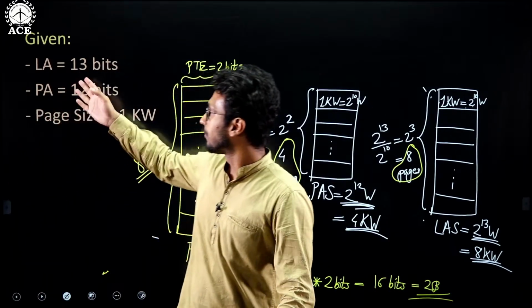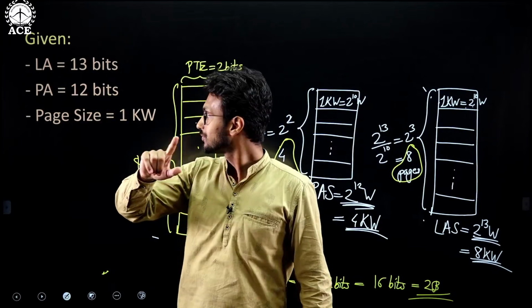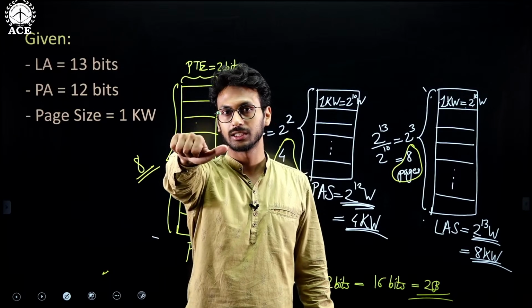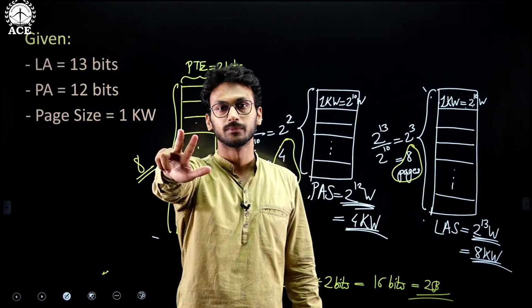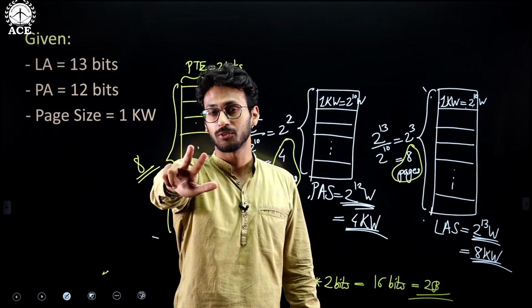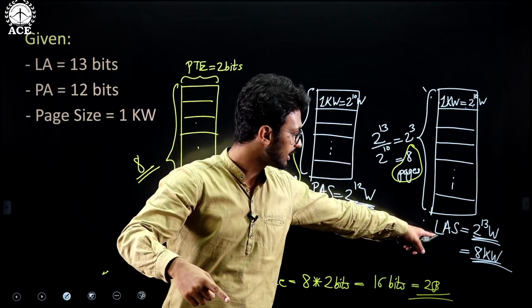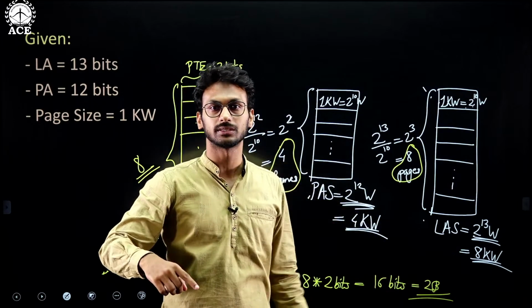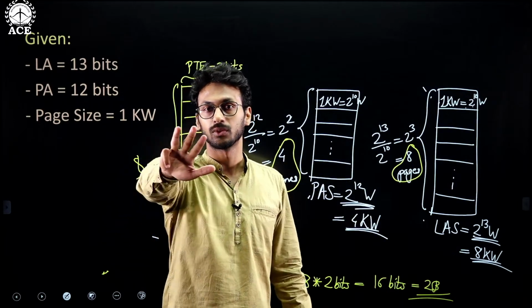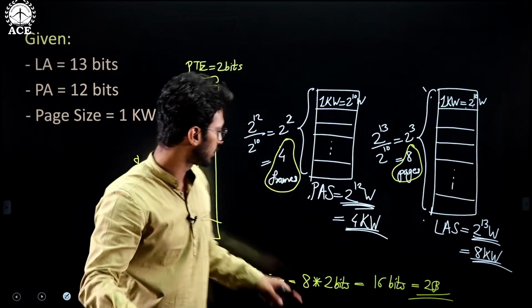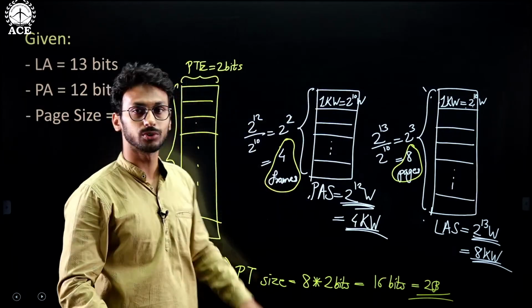From these 3 points, what all things did you get? Logical address space, physical address space and page size. From these 3 points you got first one, logical address space. Second, physical address space. Third, number of pages, isn't it? Logical address space is divided into pages. Number of pages, you got it as 8. Next one, 4th point, number of frames you got. Physical address space is divided into frames. 4 frames you got.